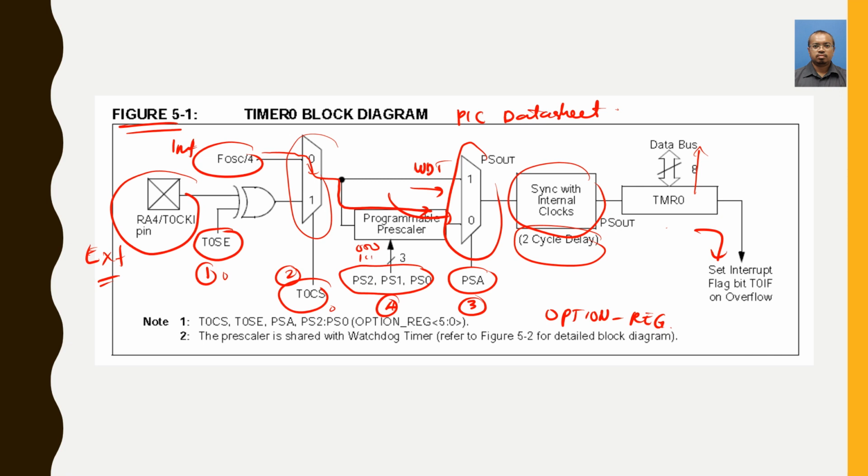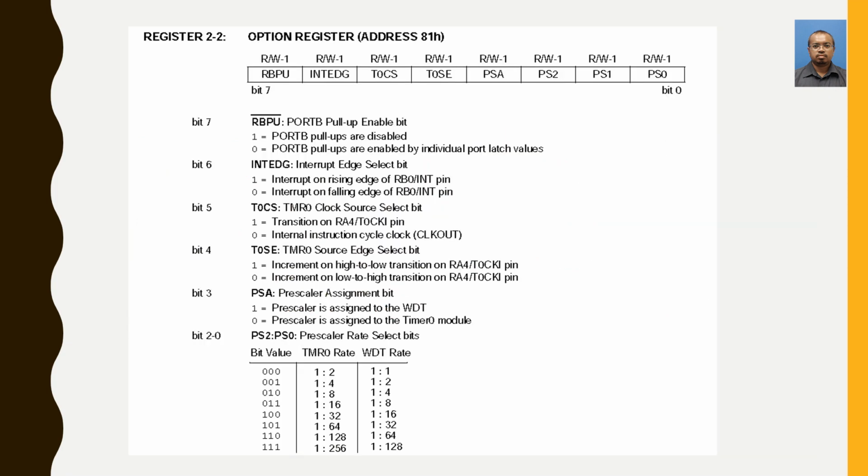Right. So let's focus on TOSE, number 1, number 2, number 3, and number 4, because these are the points or setup in the option register that you need to do. This is the option register, also available in the PIC datasheet. In fact, this is a snapshot from the datasheet itself. So this is the option register.